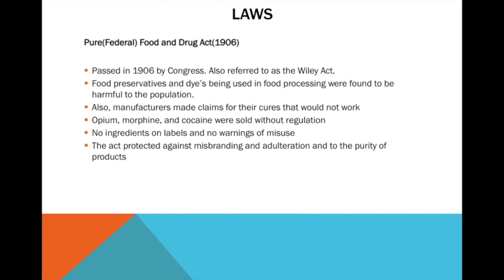Food preservatives and dyes being used in food processing were found to be harmful to the population. Also, manufacturers made claims for their cures that would not work. Opium, morphine, and cocaine were sold without regulation. Just imagine what it would be like now to have all this medication sold without regulation. No ingredients on labels and no warnings of misuse. The Act protected against misbranding and adulteration and ensured the purity of products.